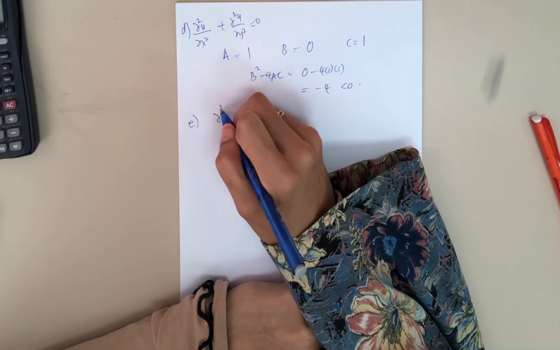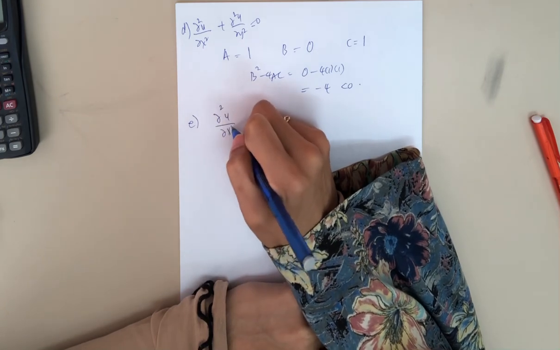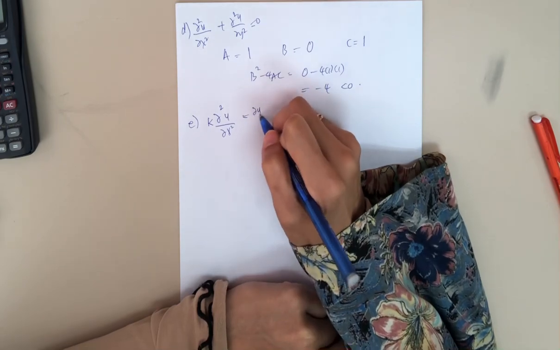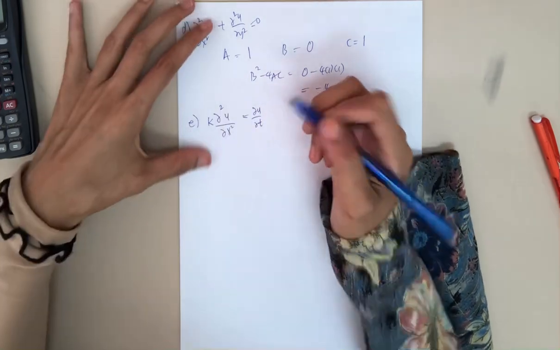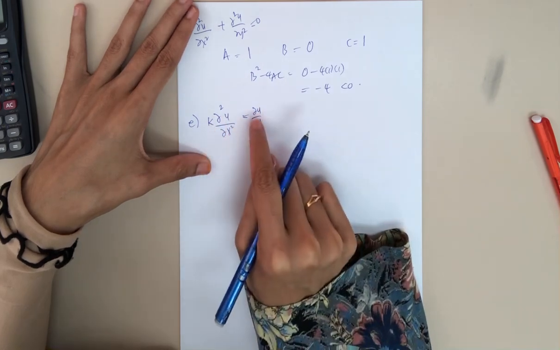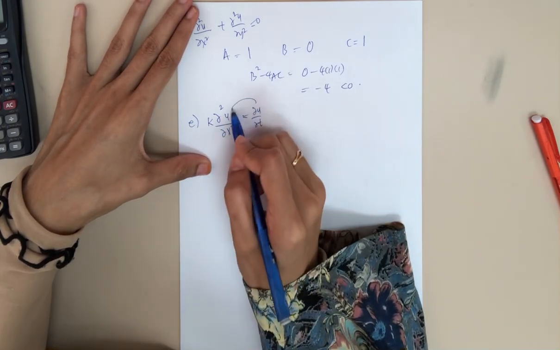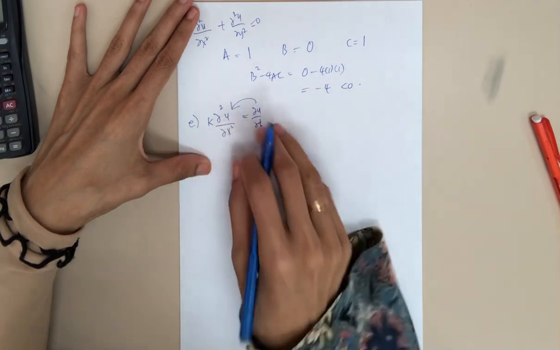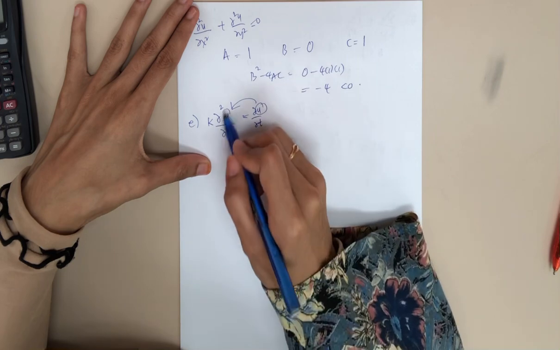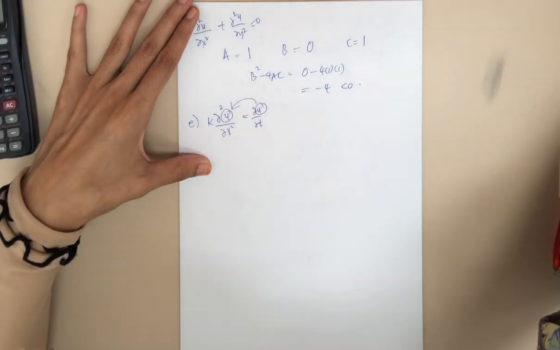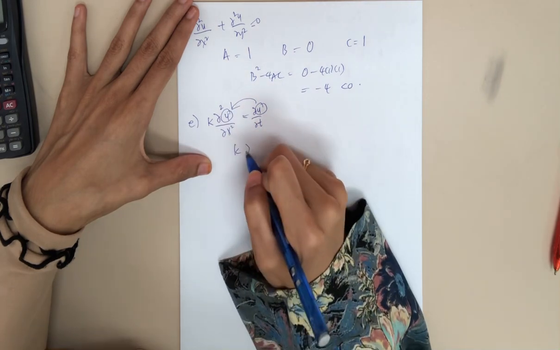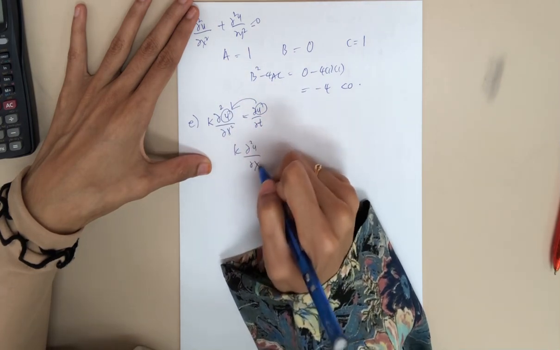Next example, okay, d square u dx square, and in front here is constant k, equal to du dt. Okay class, so first thing first, I suggest you move this to this side first. Anything that you have at the right hand side that consists of u, you put it on the left hand side. So it will be this equation.